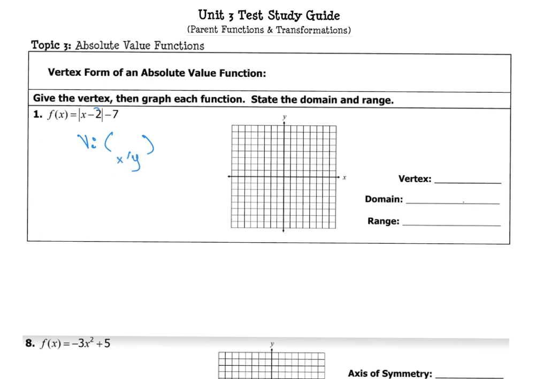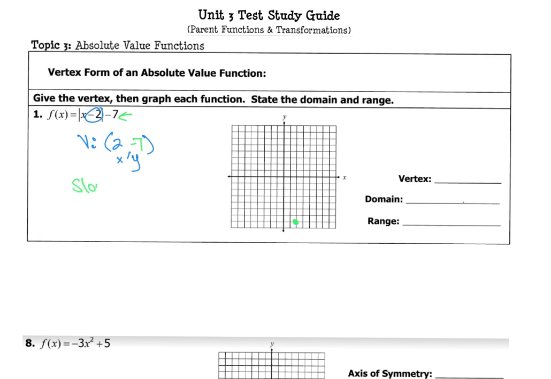The x value of the vertex is always the number that's inside the bars with the x, but we take the opposite sign. So I had -2 inside, it comes out as +2. That's the rule. The y value is the number that's being added or subtracted after that. That's -7, and we don't change the sign. So our vertex is at +2 for x, -7 for y. So we are down right here. We plant our first dot.